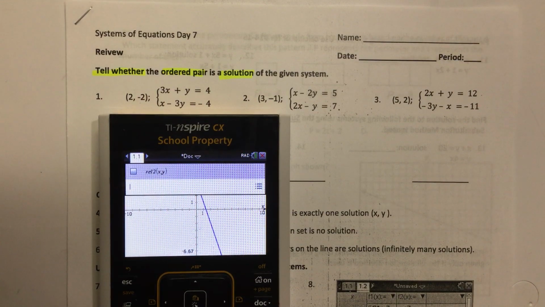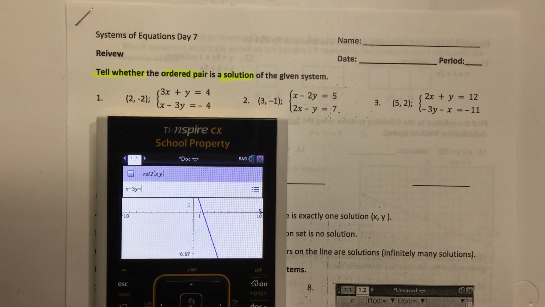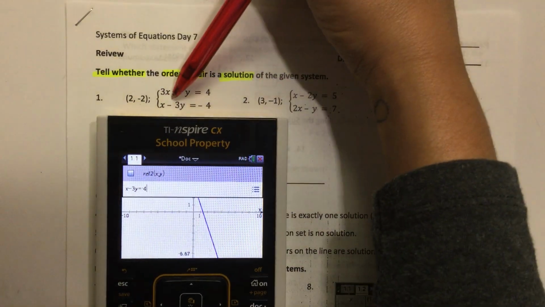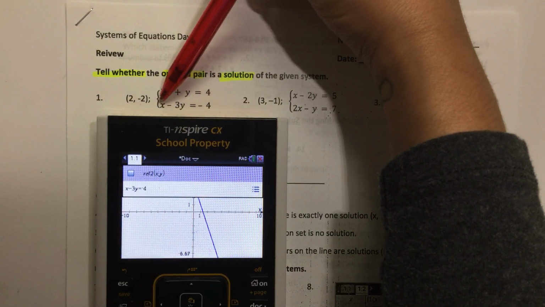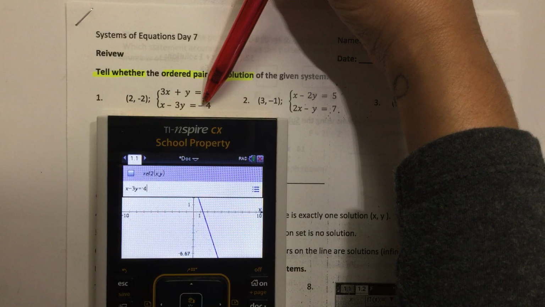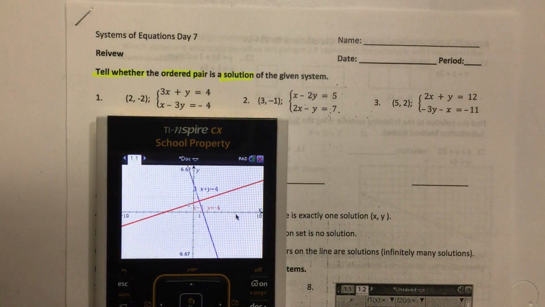You need to press tab to graph the second equation. x minus 3y equals negative 4. Oops, negative 4. You have to realize this is a minus sign and this is a negative in front of the 4. The minus is between two terms and the negative is in front of this constant by itself. Press enter and there are the two lines graphed.